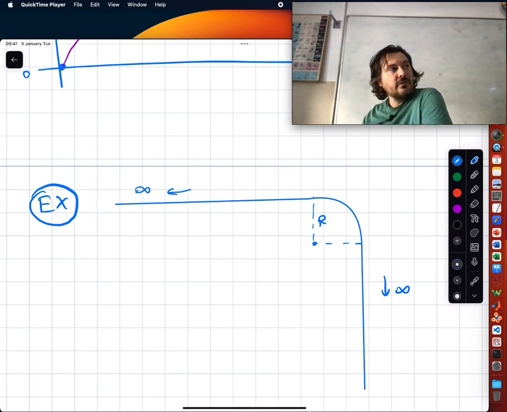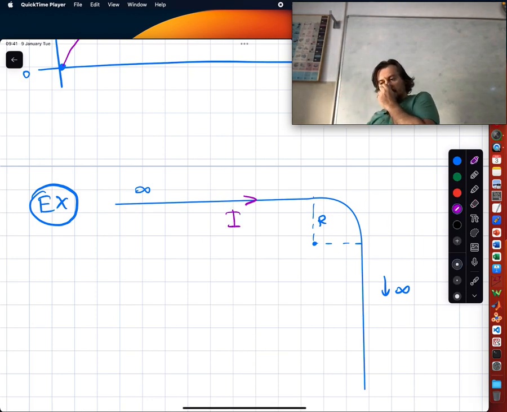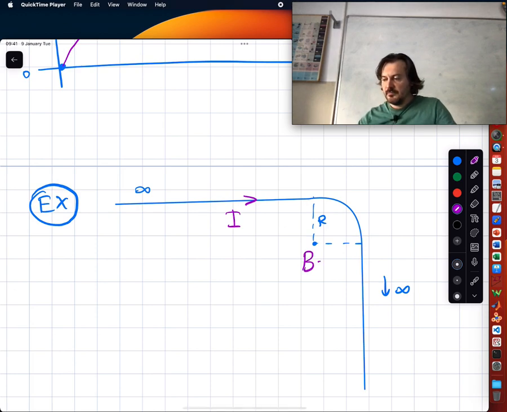Do you understand the question? The geometry? And there is some current running through it. And that current is I. Okay? Can you guess the question? What is the magnetic field over here? Okay? How would you solve this problem?